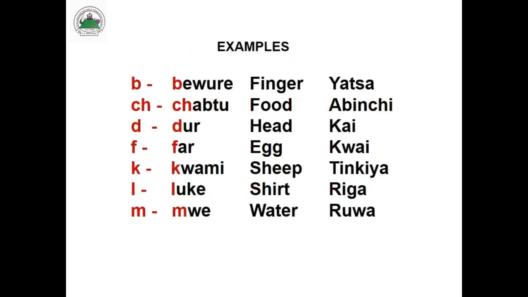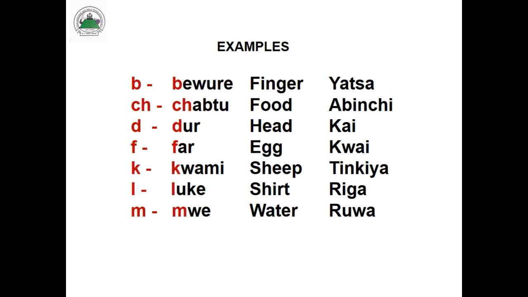So let's take some examples. Like we said, the first consonant is pronounced B. And like we said, you pronounce it by bringing the two lips together while you push out air from your mouth. And the example there we have is Beure. It is pronounced Beure, which means finger in English, Yata in Hausa.